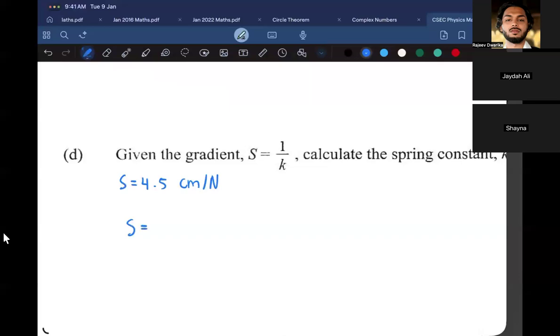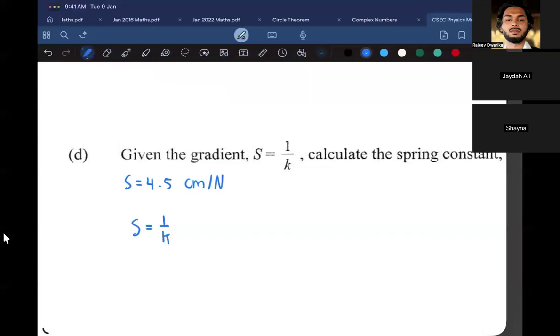If you have S is equal to 1 over K, what you could do is cross multiply. So there are multiple ways you could work it out. S is equal to 1 over K, so you can make K the subject of the formula first. So if you cross multiply, what do you end up with? What do you end up with, Jada?